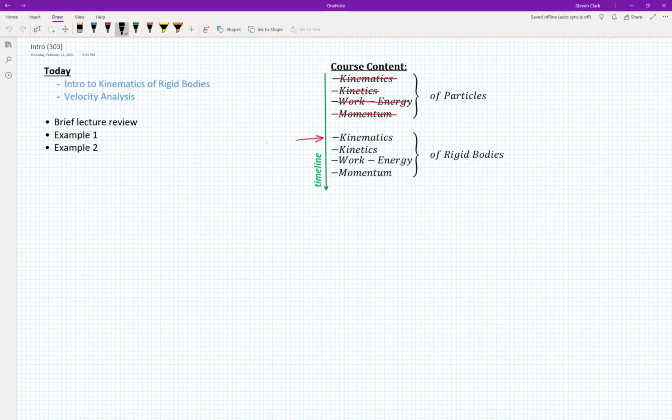Today we will start a new topic. We will start kinematics of rigid bodies and we will focus on velocity analysis. And the plan for today is the following: we will start with a very brief lecture review and then we will do two examples. Without further ado, let's dive straight into our discussion.